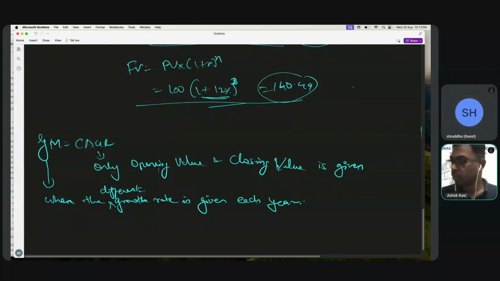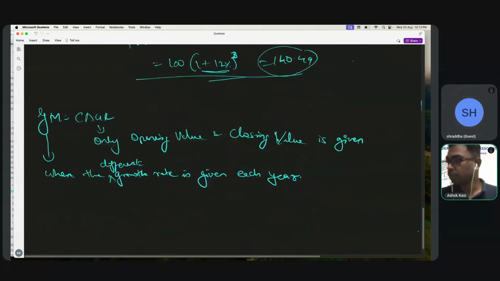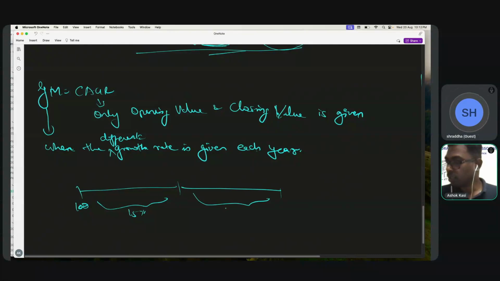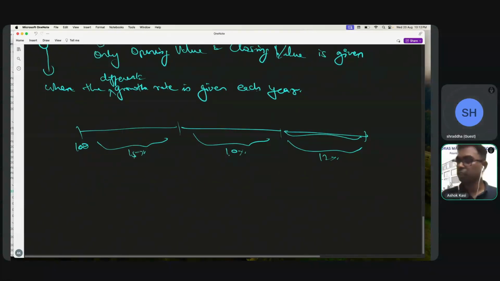That means, when a different growth rate is given for each year, remember how I told you that 100 is growing initially at the rate of 15 percentage, then it was growing at the rate of 10 percentage, then it was growing at the rate of 12 percentage. So it is growing at a different rate each year. Now I want only one rate, and assume that I don't know this amount also, that 141. Then how will I find out?